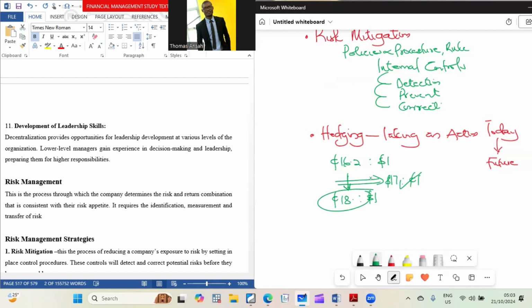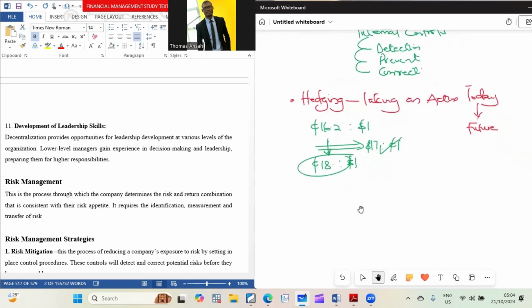And we will look at all these things. So you are taking an action today so that you can determine the outcome of your future. And everybody is meant to hedge his life. Take an action today. Then the last one is diversification.